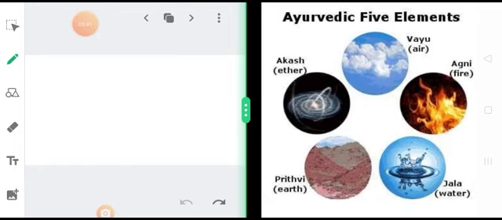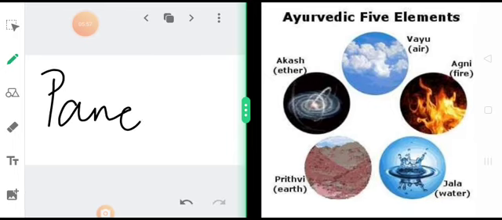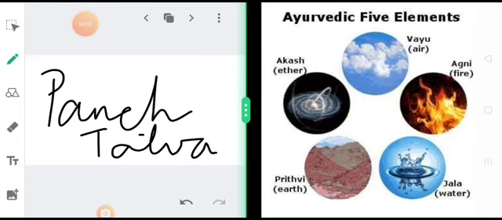So, Akash, Vayu, Agni, Jal, Prithvi. These are the five basic elements that Indian philosophers thought to be the main constituents of any form of matter. Do you know what they called them? They called them Panch Tattva. Panch means five, Tattva means elements. So, five elements. Panch Tattva.